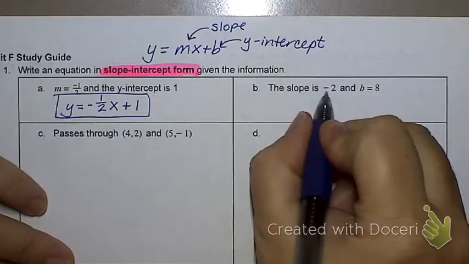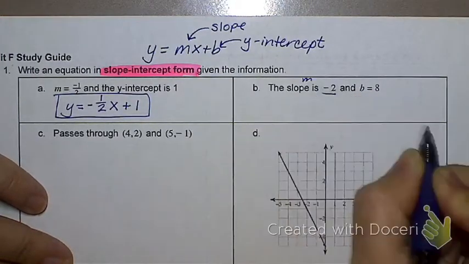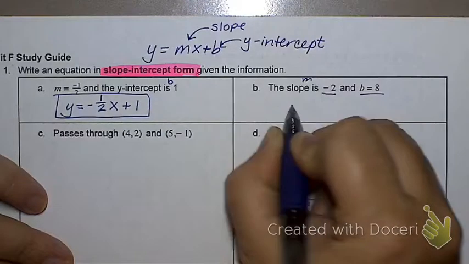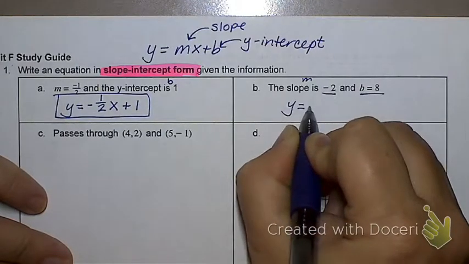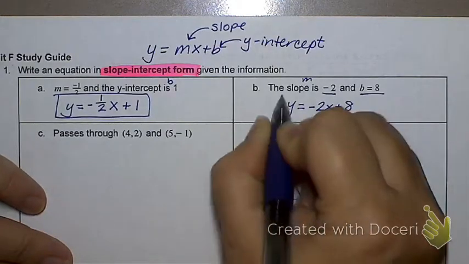All right, the slope is negative 2. That's my m value, right? Just like this was my b value. And b equals 8. So what's my equation? Y equals negative 2x plus 8.